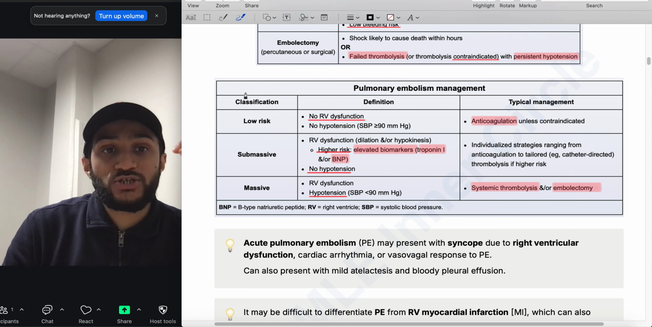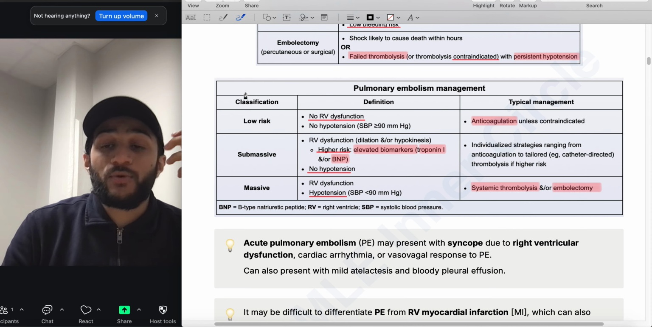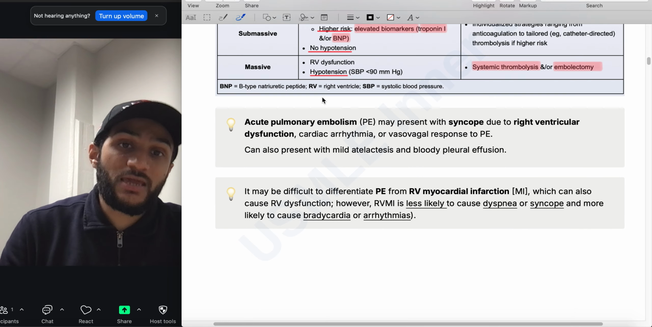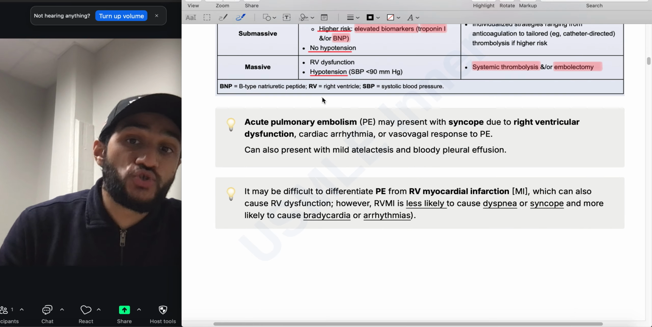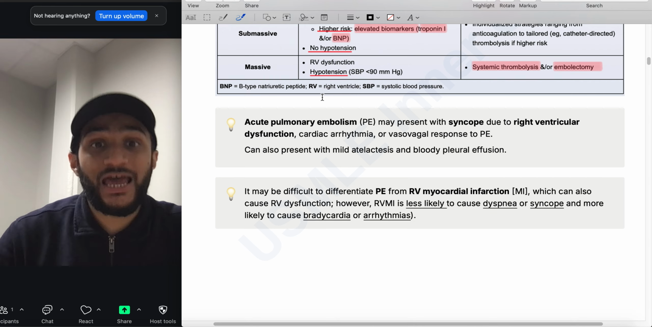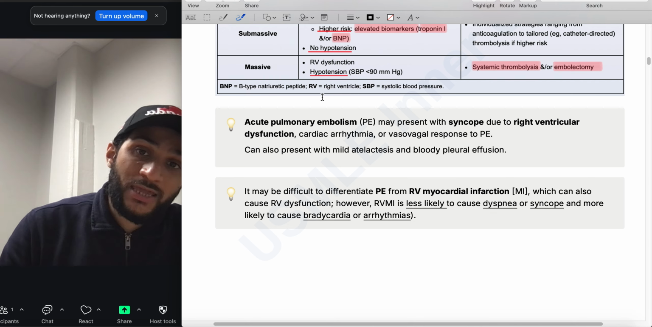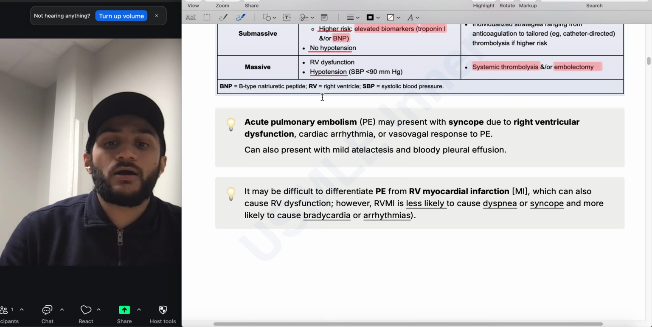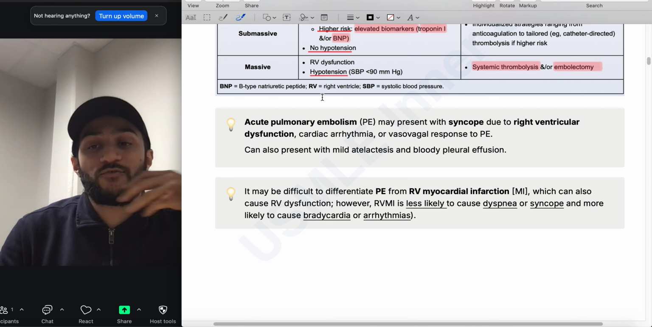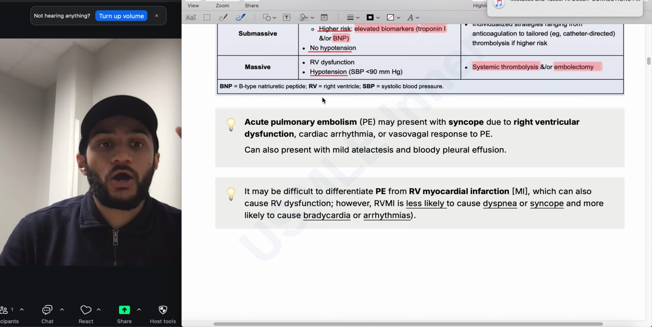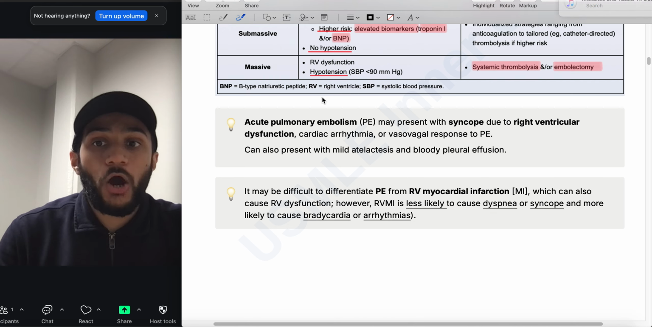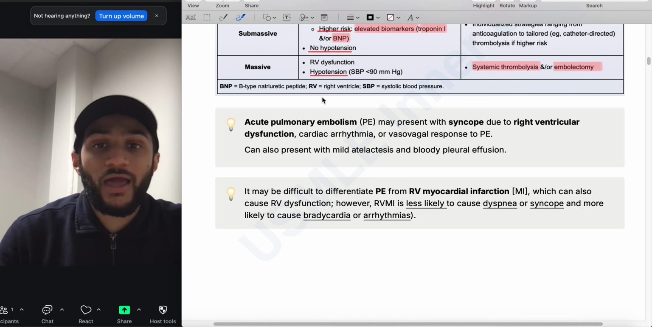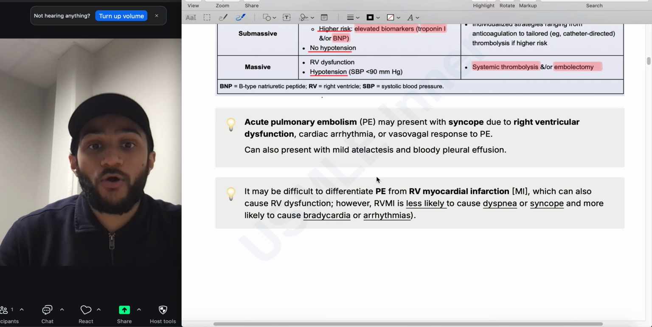How do you want to manage these patients? It's individualized, but we want to do thrombolysis, TPA, and or embolectomy. Acute PE may present with syncope due to right ventricular dysfunction, cardiac arrhythmias, or vasovagal response to PE. It can also present with mild atelectasis and bloody pleural effusions. It may be difficult to differentiate PE from right ventricular MI, which can also cause right ventricular dysfunction. However, right ventricular MI is less likely to cause dyspnea or syncope, or more likely to cause bradycardia or arrhythmias.